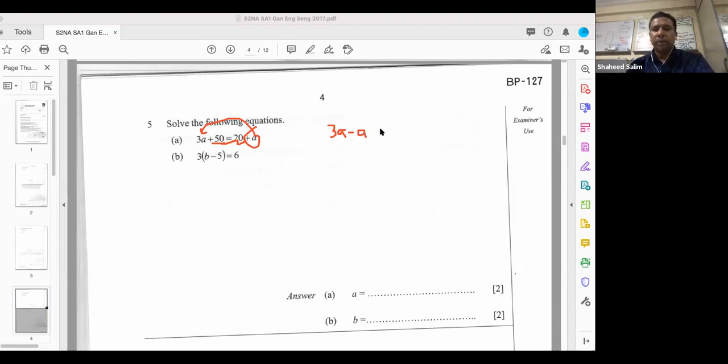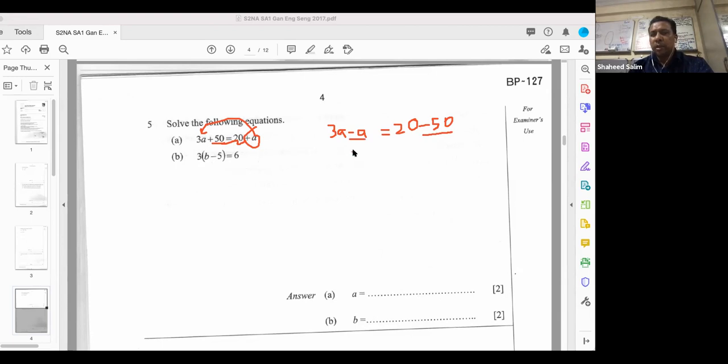Okay, Shafi, okay for B. And then 50, you bring over there, becomes minus 50. 20 minus 50. Okay, you must not be confused here. Your A down here is plus. Can you see the sign is in front? You bring over, becomes minus. So can you see it's minus here? 50 now, you bring over, becomes minus 50.